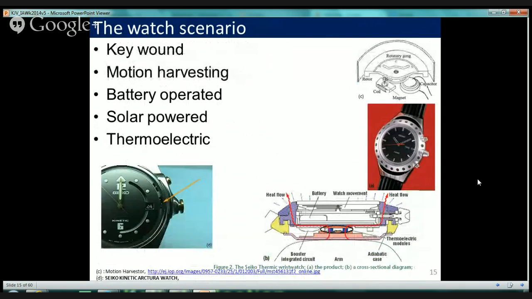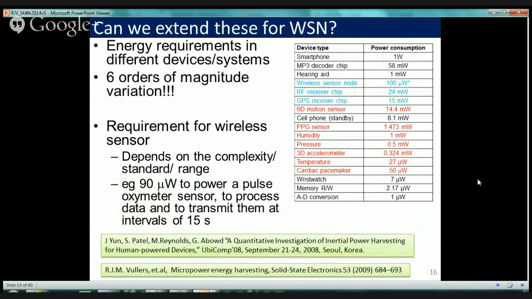The difference is in terms of the power requirement of operation of all these. For a wristwatch it is of the order of microwatts, whereas some of these sensors are of the order of micro to milliwatts, and a typical wireless mode will be of the order of milliwatts. So there is a huge difference in terms of the power requirements between these.